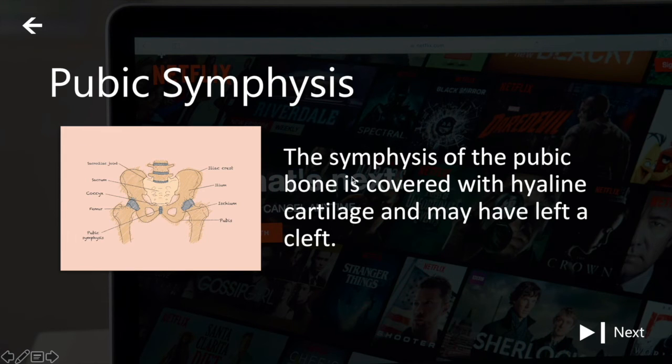Okay, pubic symphysis. The symphysis of the pubic bone is covered by a hyaline cartilage and may have a cleft, and it is located right here, this blue area right here.